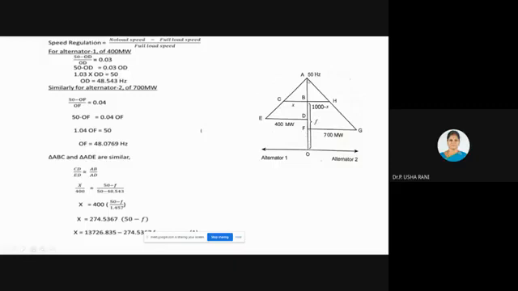OA is 50 Hz. Next, we consider alternator 1. You have two right angle triangles which are similar. We consider ABC and ADE. In that you can write the equation CB divided by ED, which is equal to AB divided by AD.